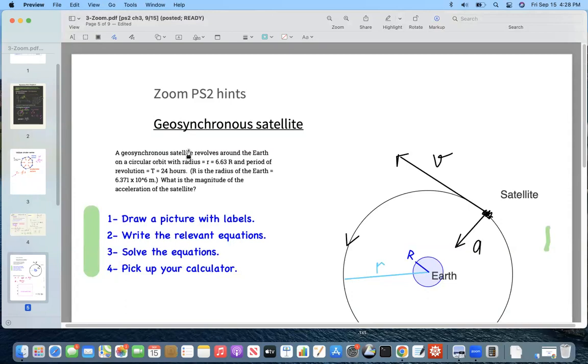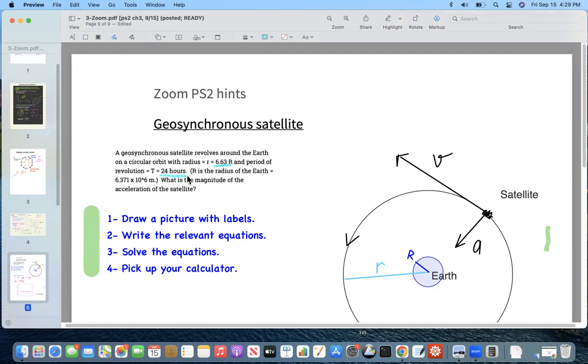A geosynchronous satellite revolves around the Earth on a circular orbit with some radius that's given, a large radius, quite a bit larger than the radius of the Earth, 6.63 times the radius of the Earth. So there are 2 radii here. There's capital R, which is the radius of the Earth, and there's little r, which is the radius of the orbit. Okay, so it's on a circular orbit with this radius r, and the period of revolution is 24 hours.